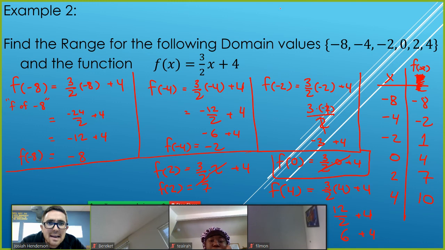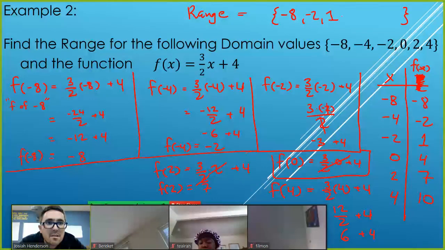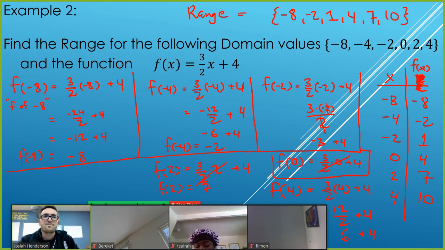And if we wanted to write it out, you will just take your outputs and list them off with those nice curved fancy brackets above. Range is equal to this list: -8, -2, 1, 4, 7, and 10. Okay.